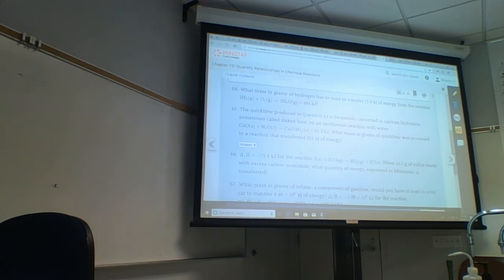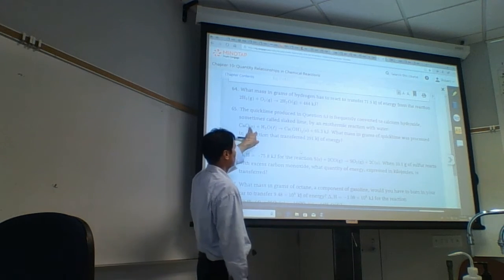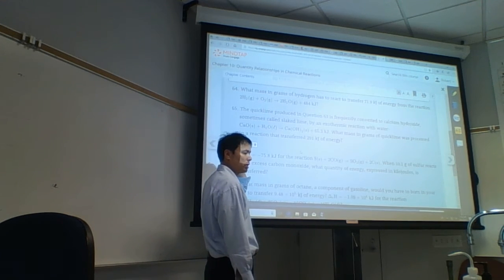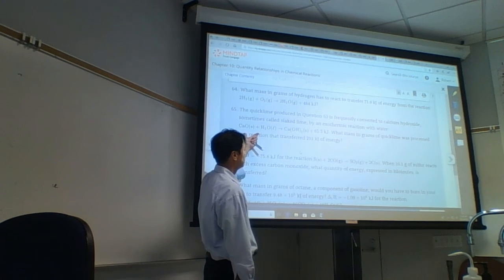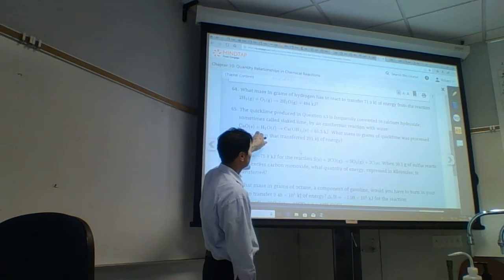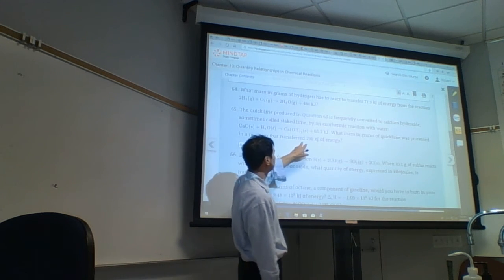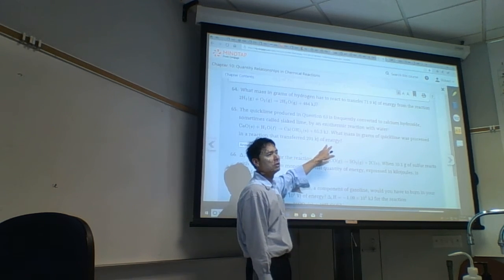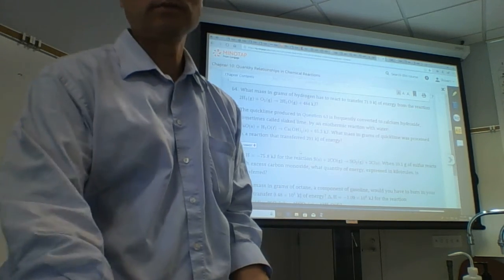This is also an example of a Lewis acid base reaction. Some people will say this is a combination reaction, but it's not like a combination reaction where we're taking carbon plus oxygen and making CO2. This is quite a bit different. This is a Lewis acid base reaction. And so this is exothermic. What mass in grams of quicklime was processed in a reaction that transferred 291 kilojoules of energy? Why don't you do this problem on your own and see what you get?